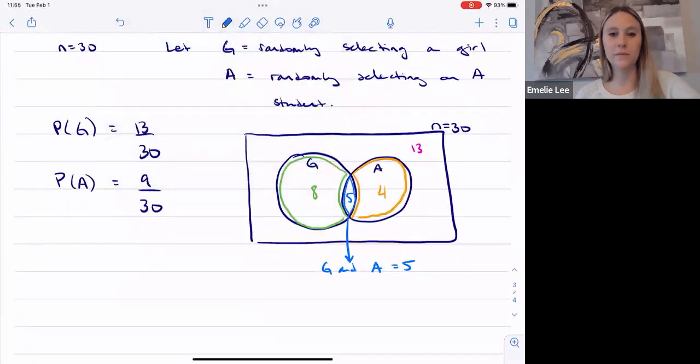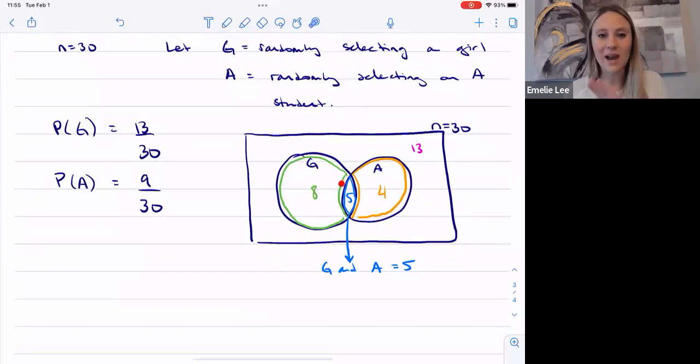And then the middle section. So what you can confirm is that all of these components have to add to 30, right? If I use my calculator here, 8 plus 5 plus 4 plus 13, I get 30. And that's good.